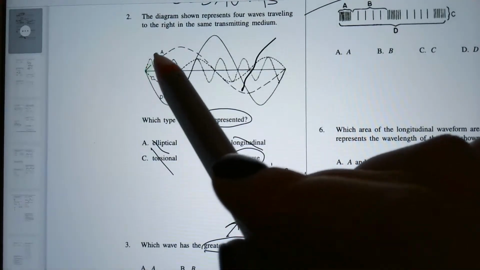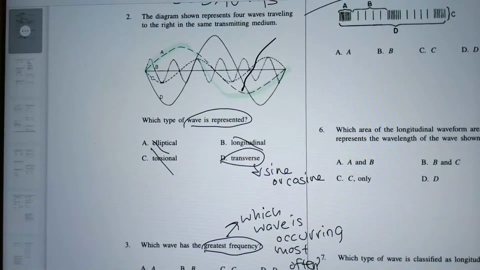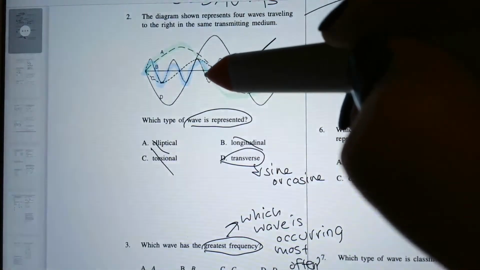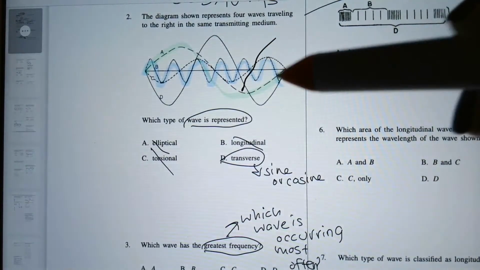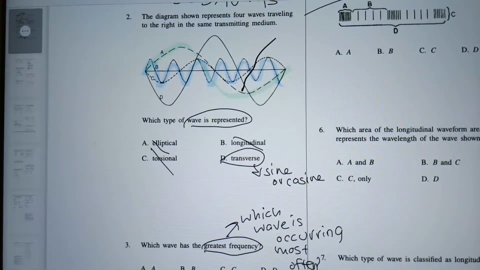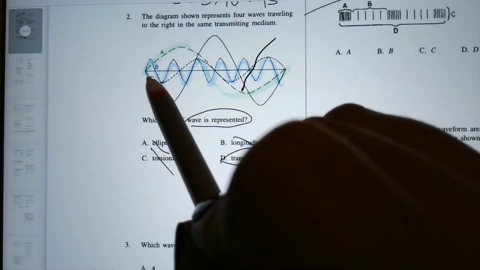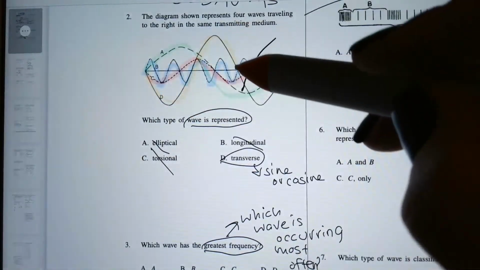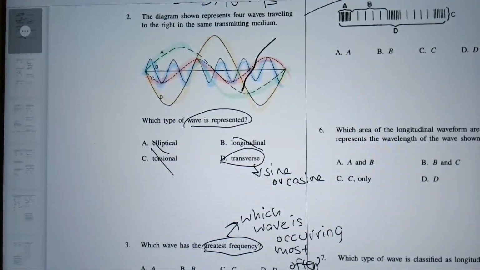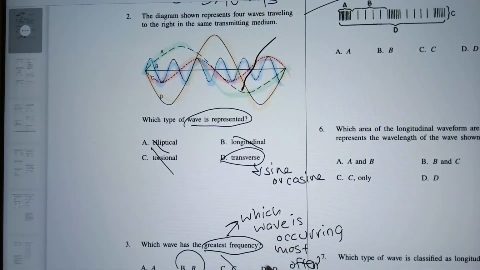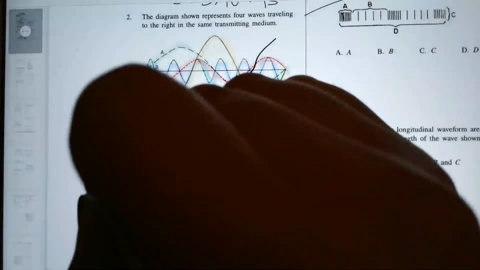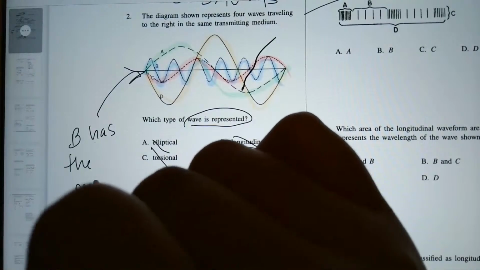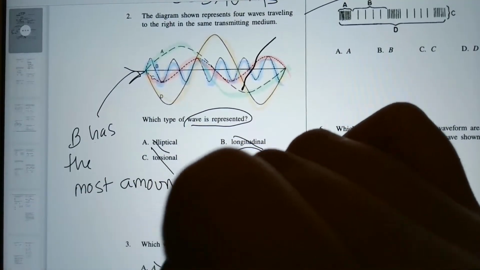So we trace A and we see that there's only one wave there. We look at B. B has 1, 2, 3, 4, 5, 6, roughly about 6 cycles happening. Then C has 1, 2, and D has 1 and kind of a half. So we do see that wave B has the greatest frequency since we see the most amount of waves.